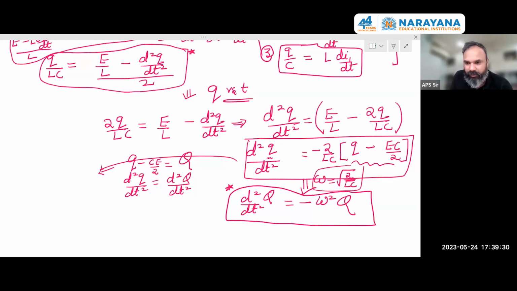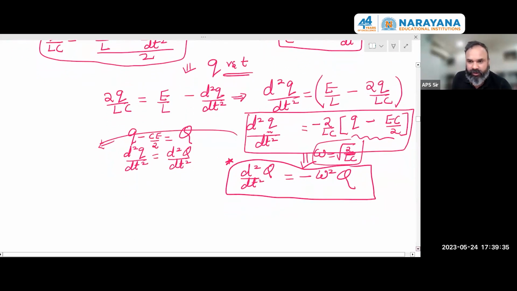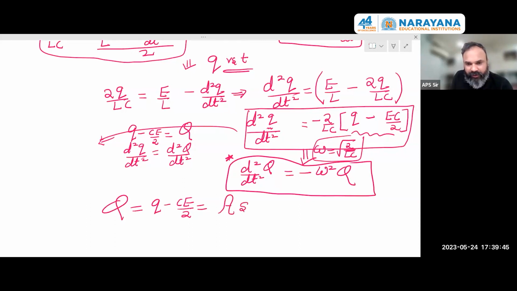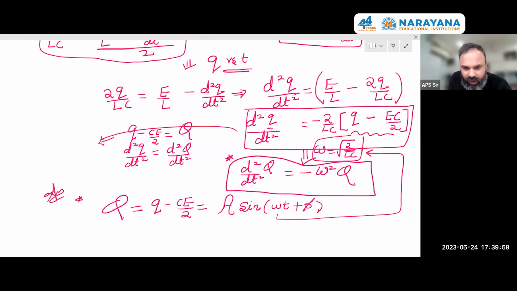That is a constant for me, and for this equation I can directly write the root. Remember, this capital Q was basically q minus CE by 2. So capital Q can be written as the equation of SHM, A sine omega t plus phi. Omega is known to us. Now, to find capital Q or q, you are bothered about A and phi.